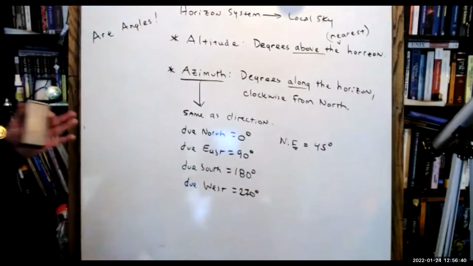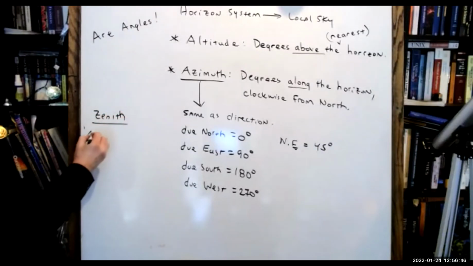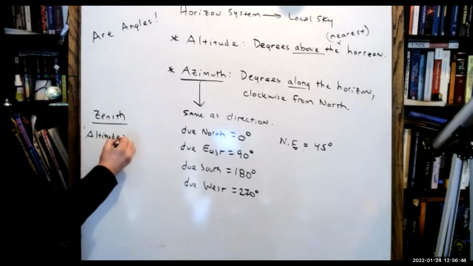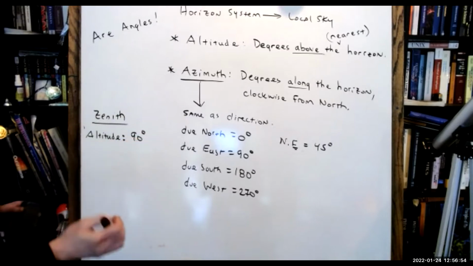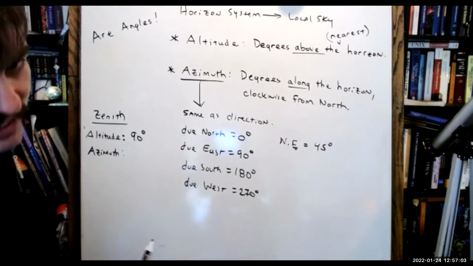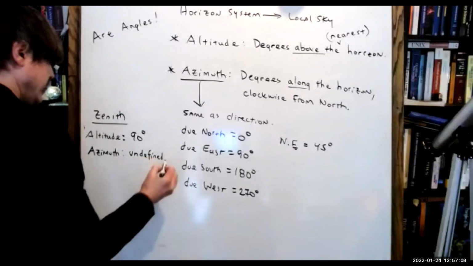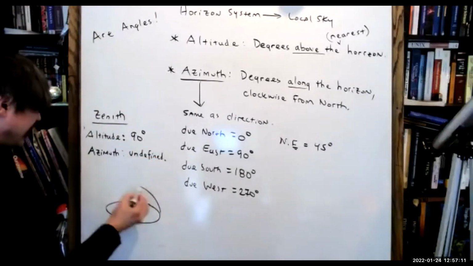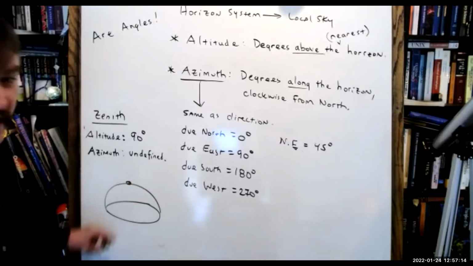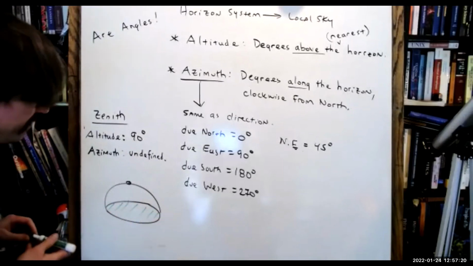If you wanted to describe a point on your sky, let's talk about the zenith. The zenith has an altitude of 90 degrees because it's a 90-degree angle up from your horizon. Weirdly, the azimuth of your zenith is degenerate. It's undefined. And that's because at your zenith, at the top of the dome of the sky, every point on your horizon is equally distant from the zenith.